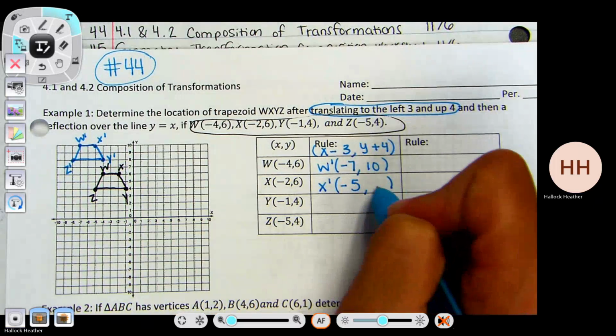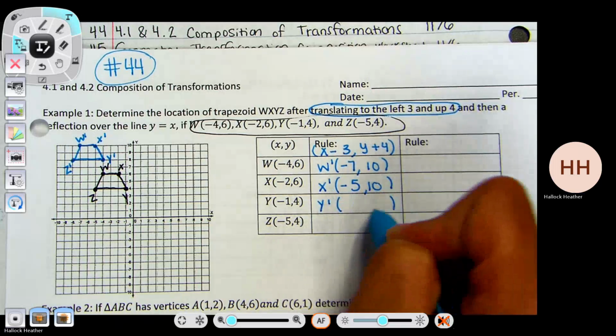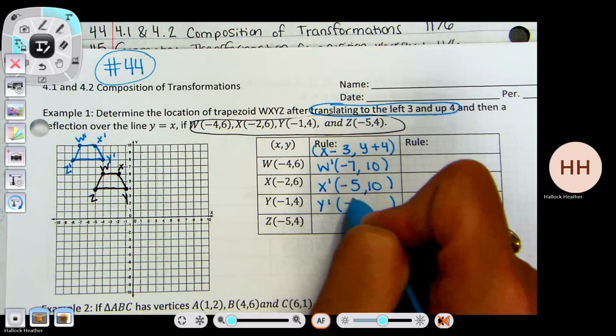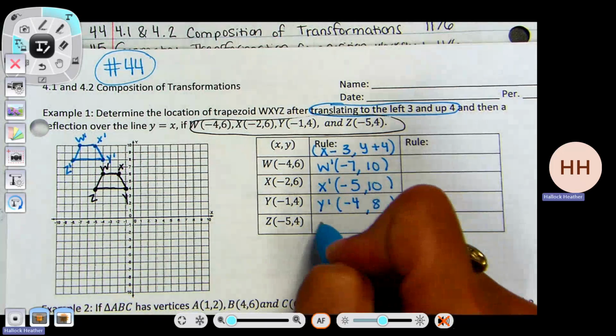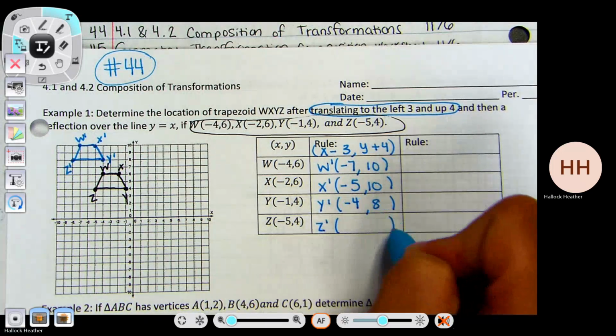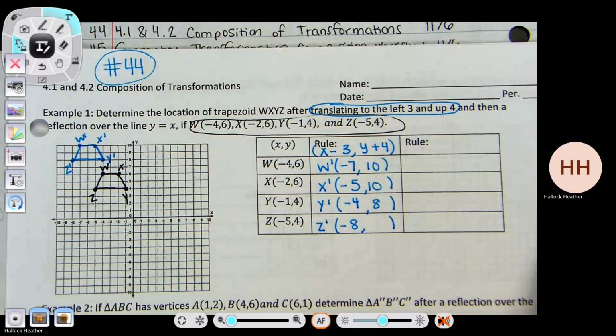-5 and what? 10. Good. What about Y prime? And 8. And last but not least, Z prime. And 8. Okay, good. So that's what the normal problems have been. It's just been one step, but now we're not done. So that's the first transformation. That's your X prime, W prime, Z prime, whatever prime. Okay, prime, the first one means first prime.